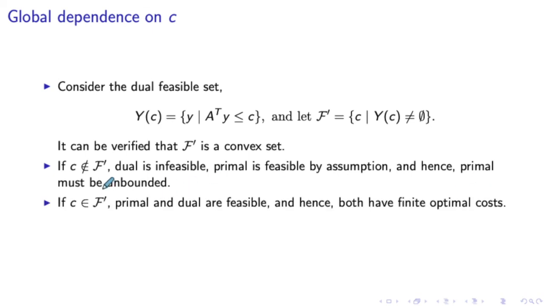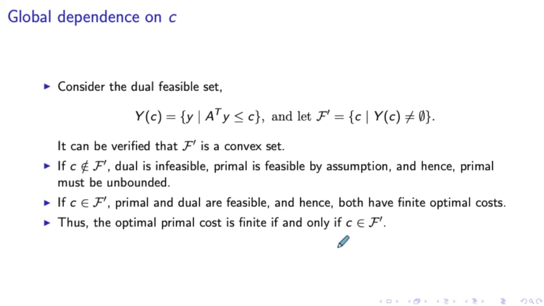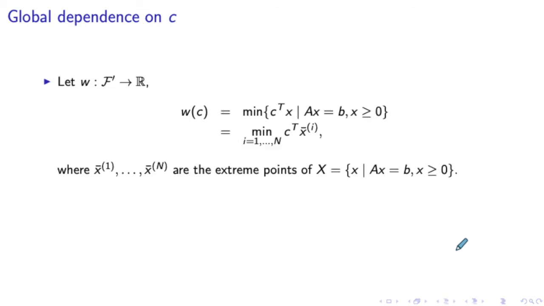And in case of c belonging to F prime, meaning that the dual is feasible, we will have a lower bound on the primal problem, so we will have a finite optimal cost for both primal and dual. So we conclude that the optimal primal cost is finite if and only if c belongs to this set F prime. And this is the case that we are focusing on.